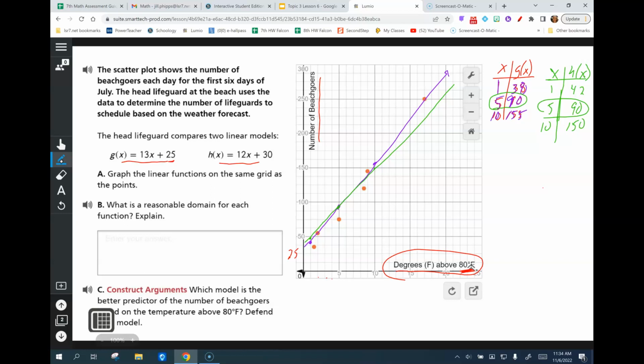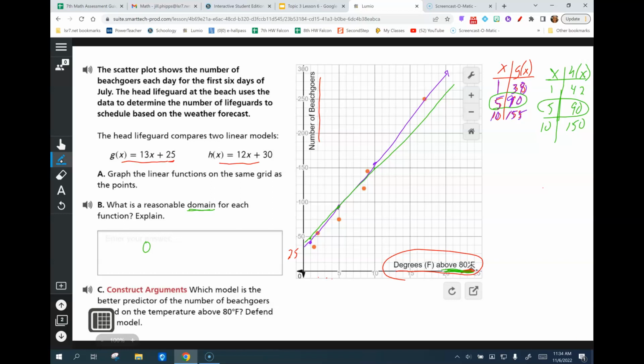So what is a reasonable domain? Remember domain, those are your x values. What x values could I plug in? We can kind of see from our tables what we did. We didn't go with a negative number because we're degrees above 80. Well, we're not going to go negative. That would just be that it'd be less than 80. So that's probably not what they're looking for here. So we're not even going to worry about that. We could, but we don't need to. So we're going to go from 0 on up.